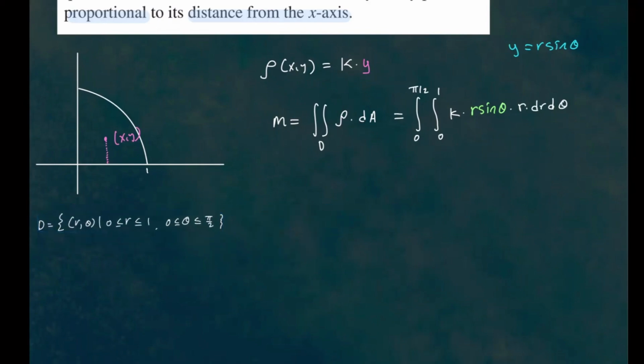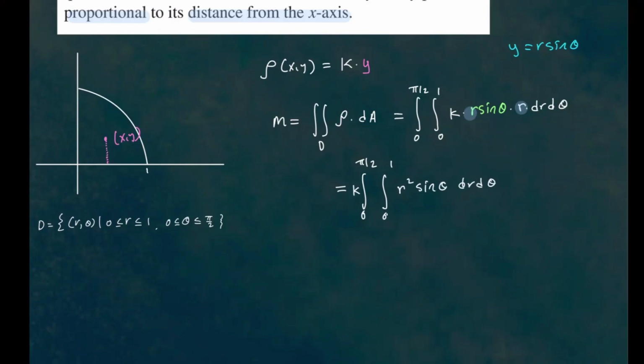Okay, so let's finish up the computation. The computation is not so bad. We're going to do the inner integral first. I'm first going to combine r and r. So I have the integral from 0 to pi over 2, then the integral from 0 to 1 of k, which is a constant, so you can pull it all the way outside. We have r squared sine theta dr d theta.